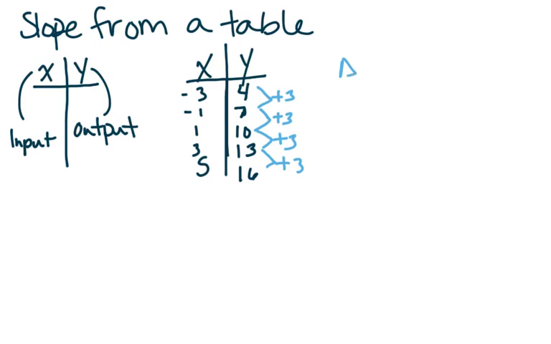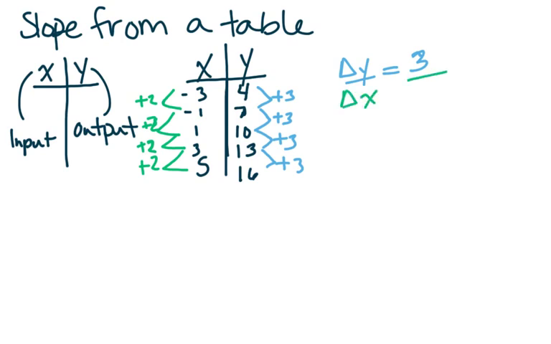So our change in y is 3. Remember, y always goes on top. And then our x's, we have negative 3 and negative 1 gives us plus 2. Negative 1 and 1 gives us plus 2. 1 and 3 gives us plus 2. And 3 to 5 gives us plus 2. So our change in x is plus 2. So our slope would be m equals 3 over 2.